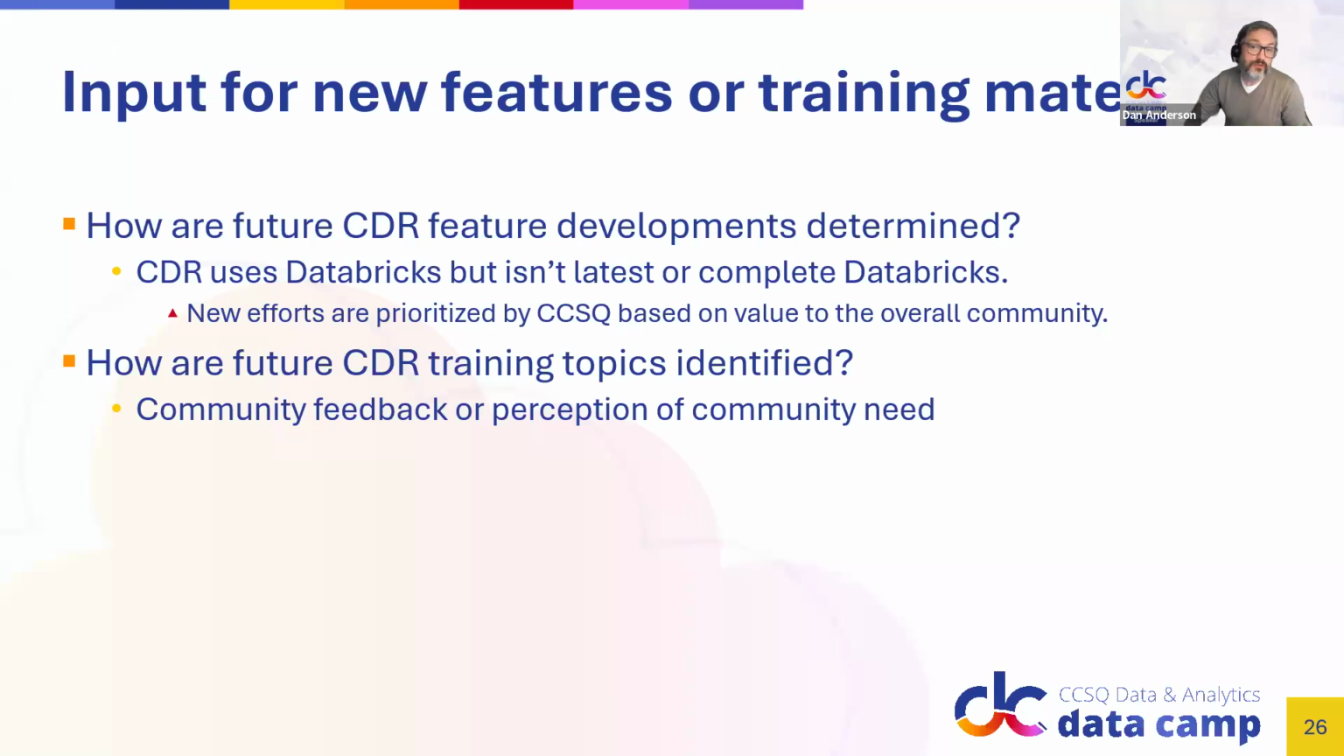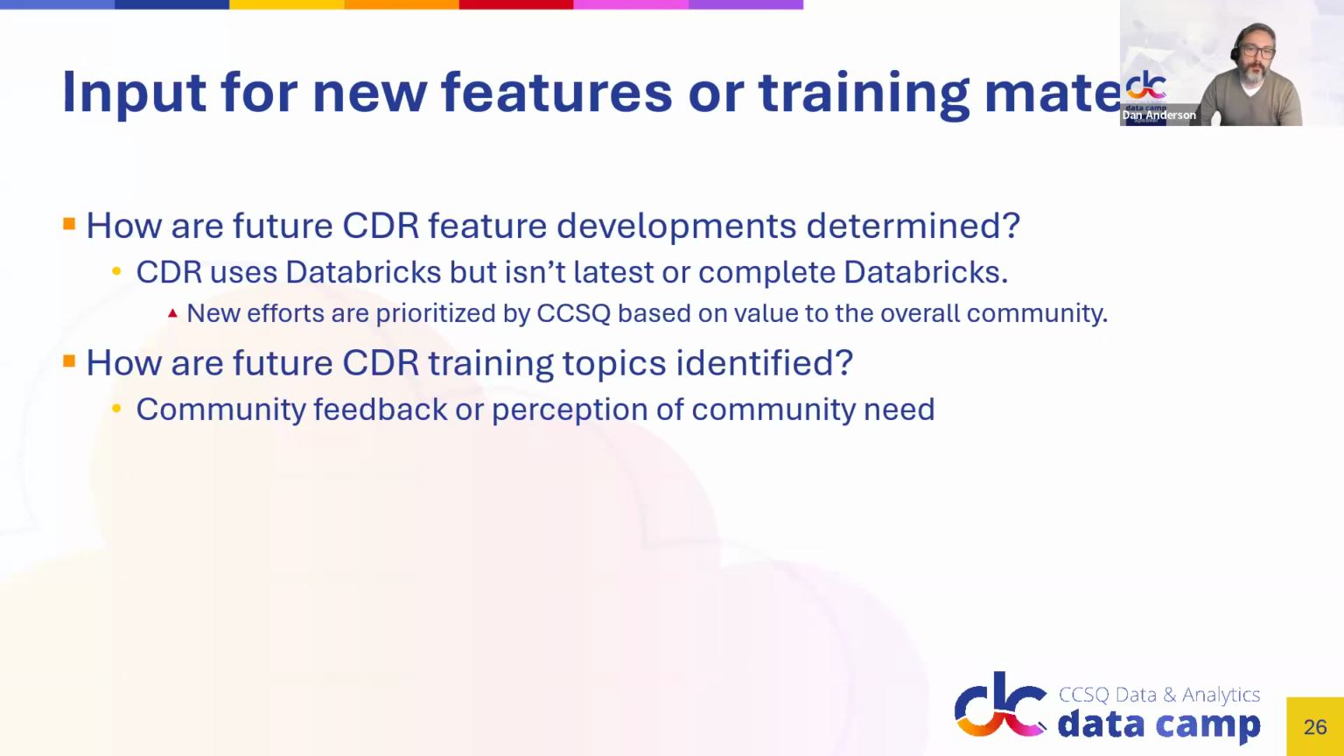for the CDR, we use Databricks, but if you go through the documentation of Databricks, you'll see that our version isn't actually the latest or even complete version of what Databricks would prefer. We are in that process based on where we were before and where we're getting to. It's a number of steps. One of those big steps was the Unity catalog transition, which we just completed over the past weekend.